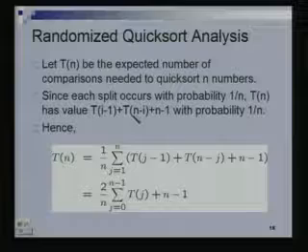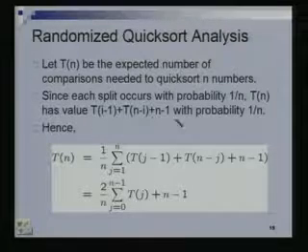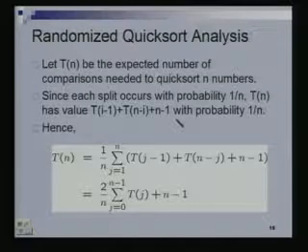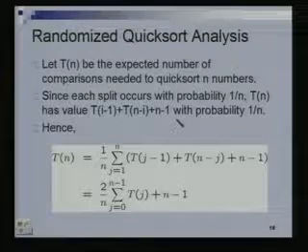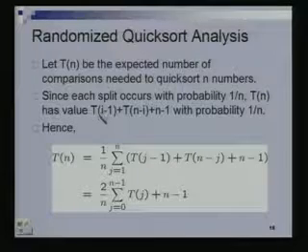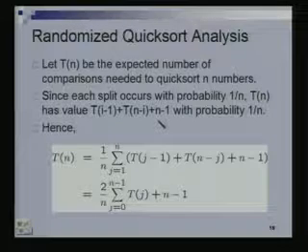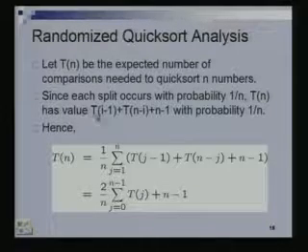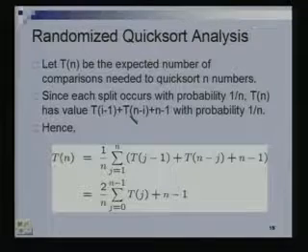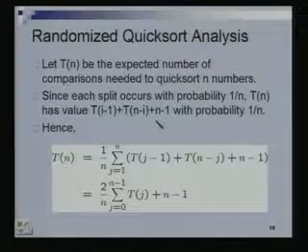That happens with a probability of 1 over n. So I am going to take this much time with a probability of 1 over n. I am going to take time T of 7 minus 1 plus T of n minus 7 plus n minus 1 with a probability of 1 over n. I am going to take time T of 13 minus 1 plus T of n minus 13 plus n minus 1, again with a probability of 1 over n, and so on and on.